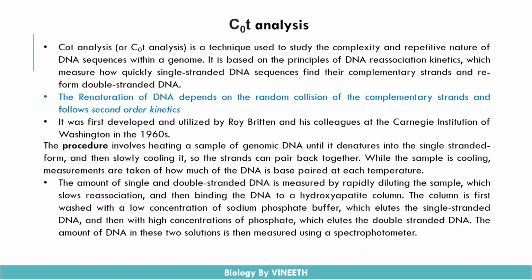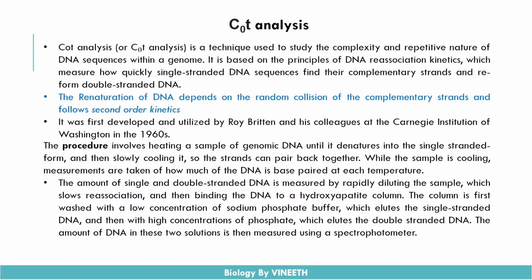Because there is a simple procedure which we do during the renaturation process also. First, you need a hydroxyapatite column. When you perform a column chromatography, you will be seeing this hydroxyapatite column. First you supply the denatured or sheared DNA mixture into the hydroxyapatite column, and then you pass a low concentration of sodium phosphate buffer to the column.